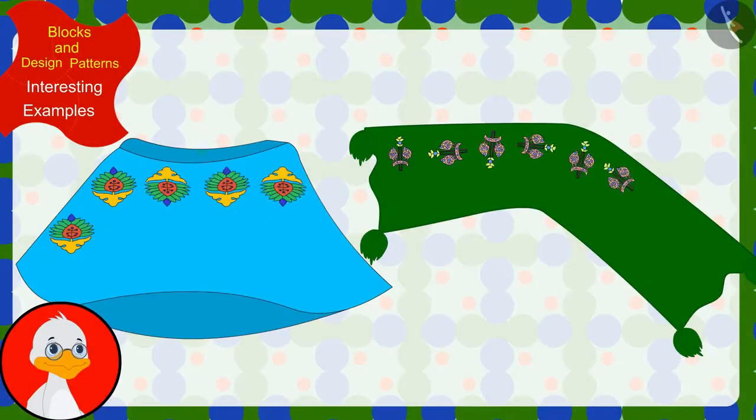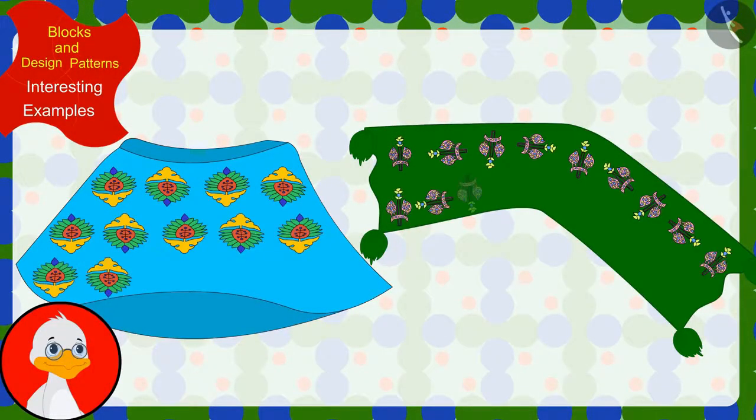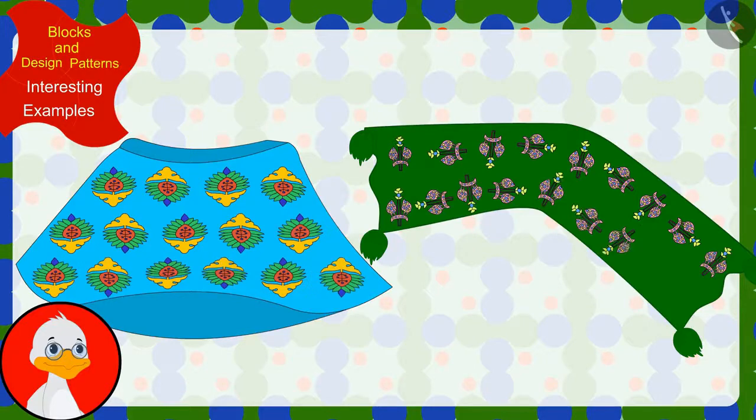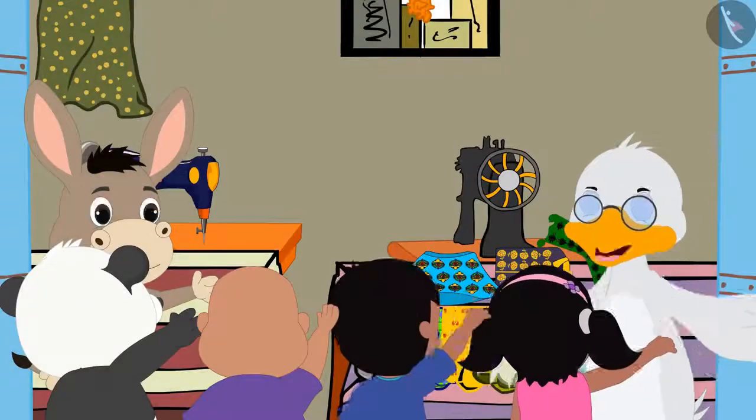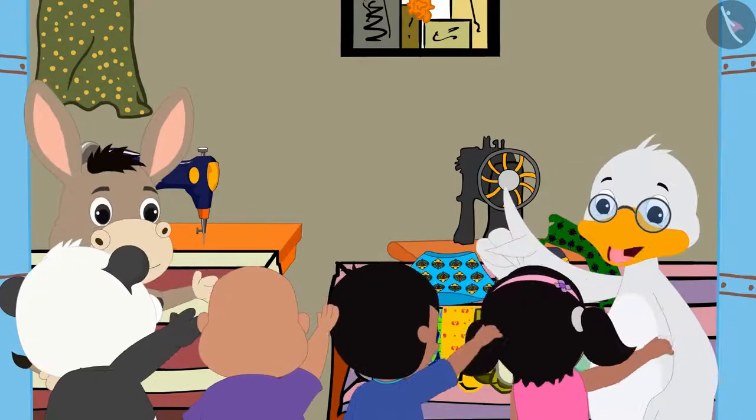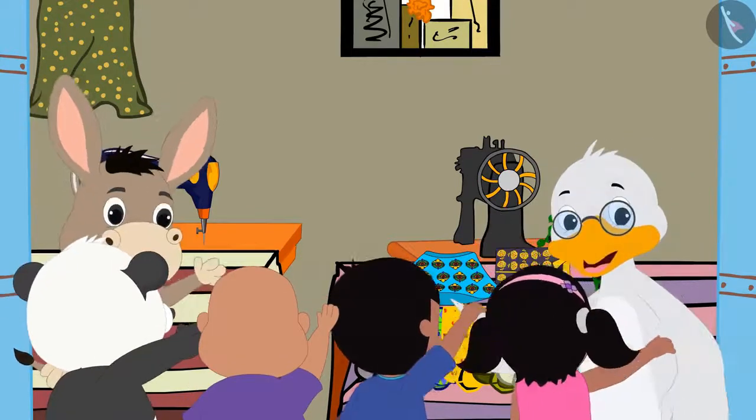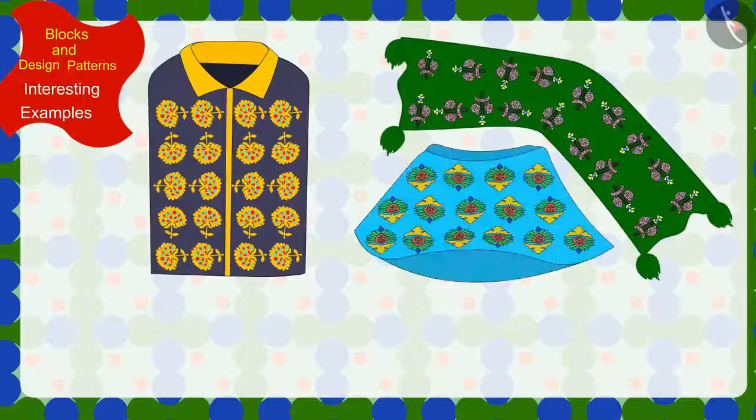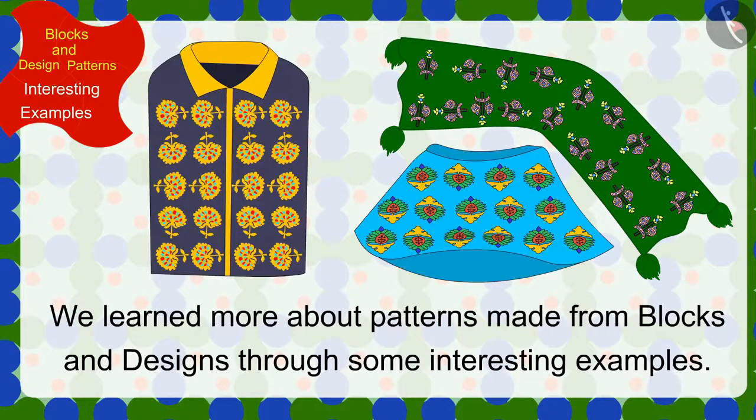Uncle also found the rules of those incomplete patterns and completed those patterns. All the villagers are liking the new pattern clothes sold at Chacha's shop a lot. Children, in this video, we learned more about patterns made from blocks and designs through some interesting examples. In the next video, we will see some common mistakes related to this.